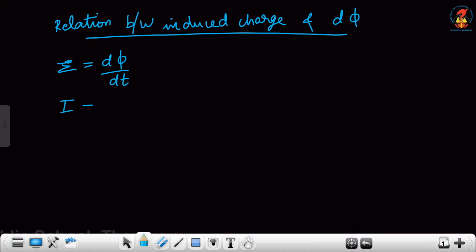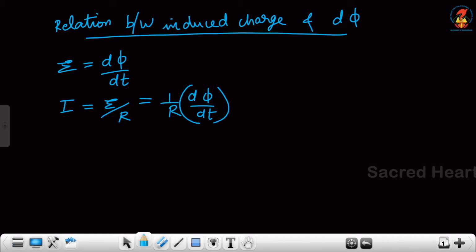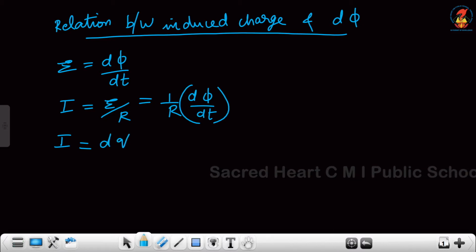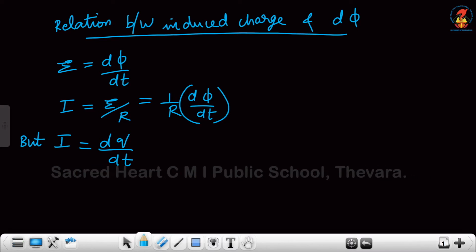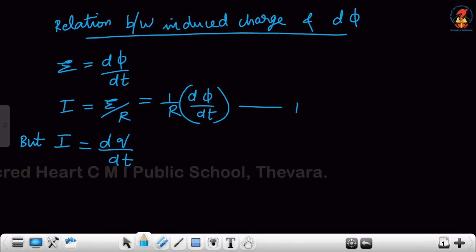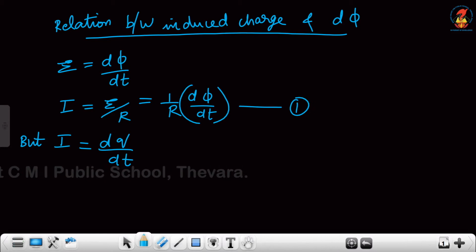Now induced current I is equal to E by R, and since E is equal to d phi by dt, I can write 1 by R into d phi by dt. We have studied in chapter 3 that current is the rate of flow of charges dq by dt. So we got two expressions: equation 1, which is I is equal to 1 by R into d phi by dt, and equation 2, I is equal to dq by dt.